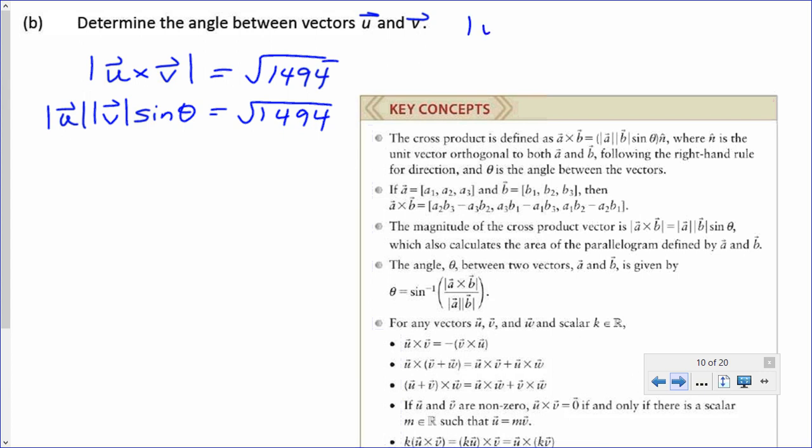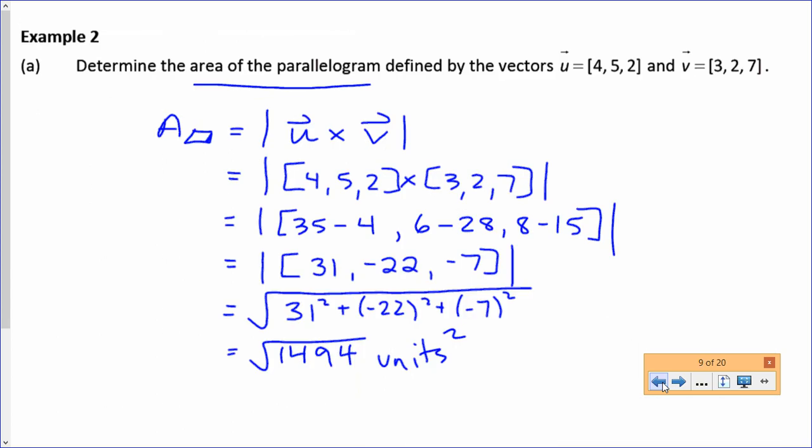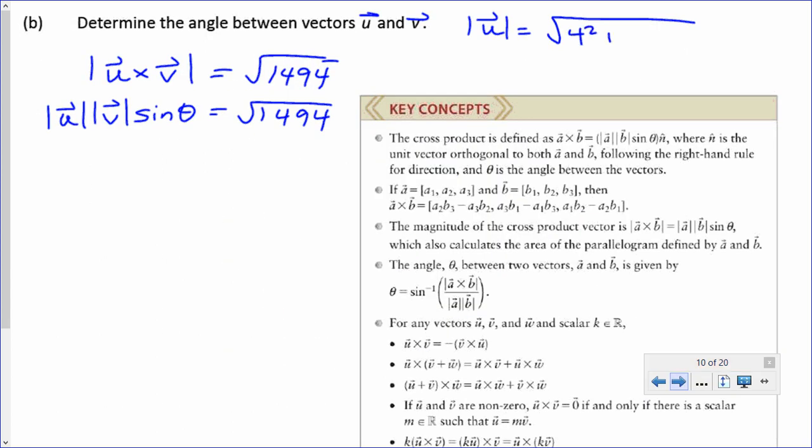From last week, guys, if I want to find the magnitude of a vector in 3 dimensions, triple Pythagorean. Yep. So vector u was 4, 5, 2. So 4 squared plus 5 squared plus 2 squared. Vector v was 3, 2, 7. 3 squared plus 2 squared plus 7 squared.